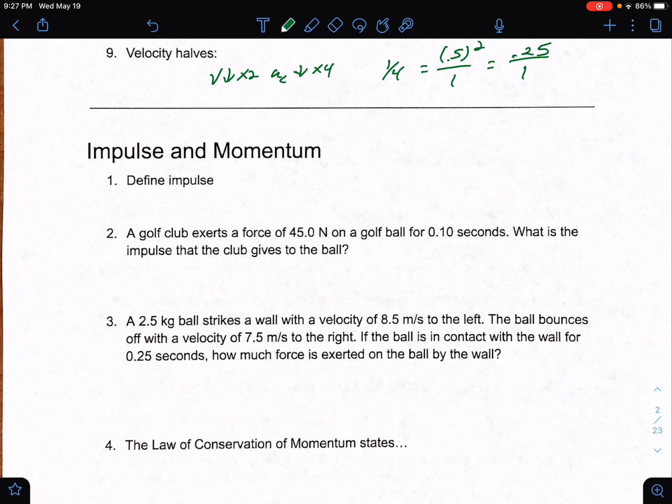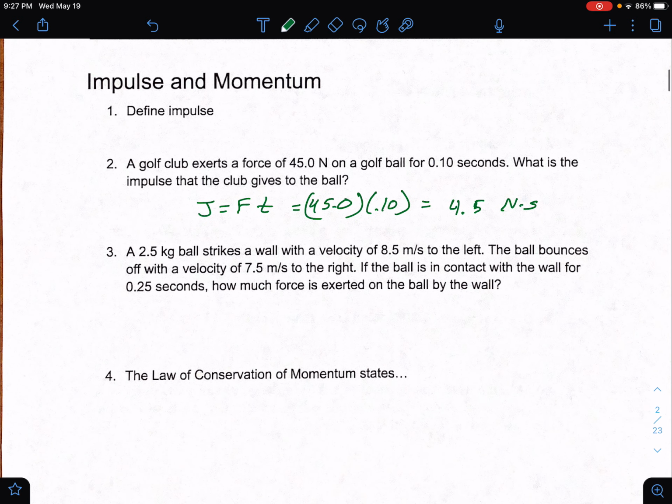Number 2, a golf club exerts a force of 45 newtons on a golf ball for 0.10 seconds. What is the impulse that the club gives the ball? Okay, so my equation for impulse is J equals F times T. So I already know my force is 45.0 and my T is 0.10. So all I got to do is just multiply those out, and that comes out to 4.5 newtons times seconds. That's my answer there.